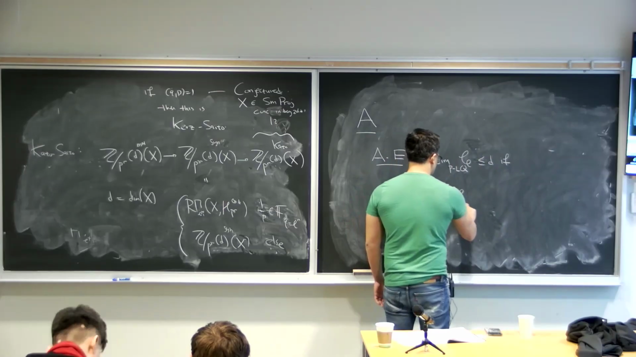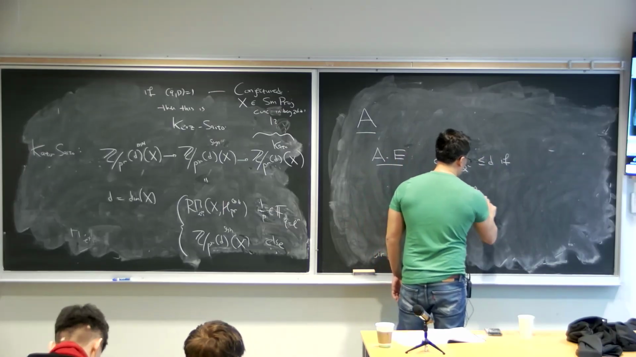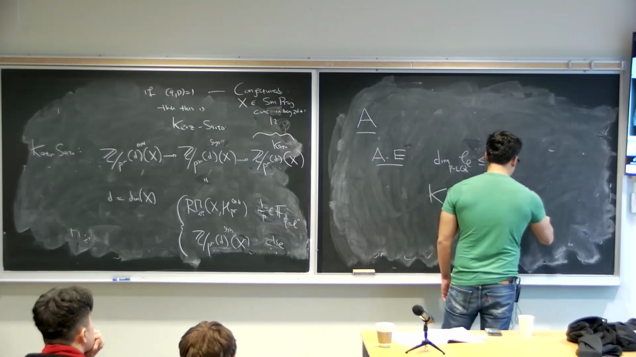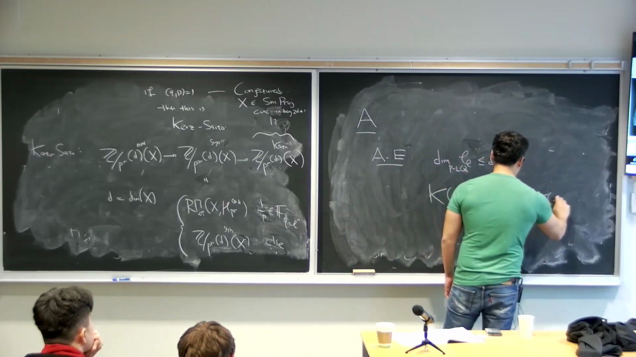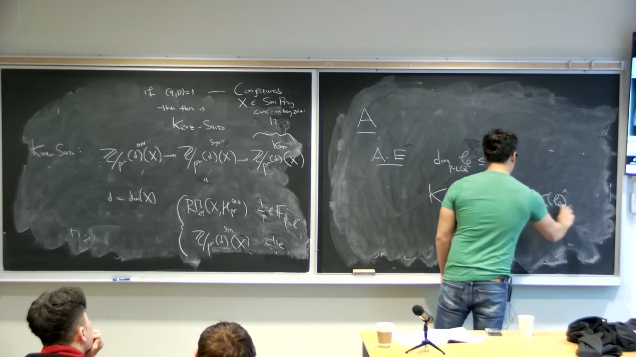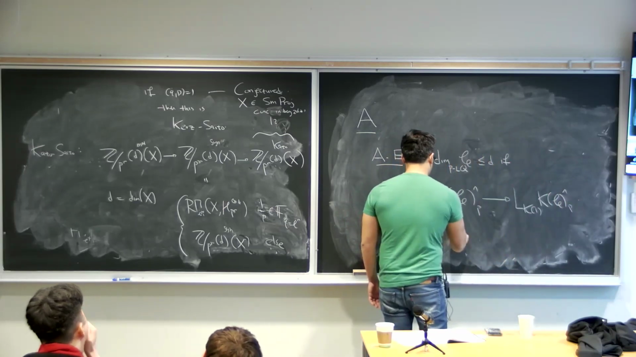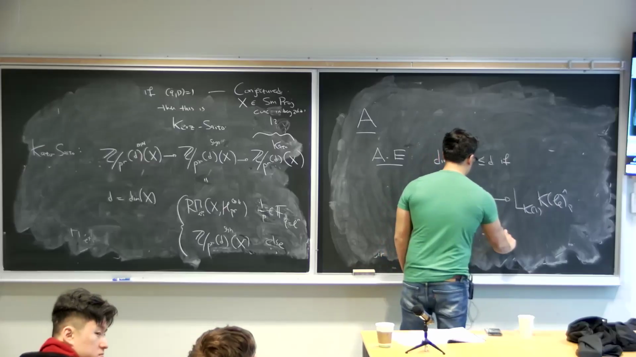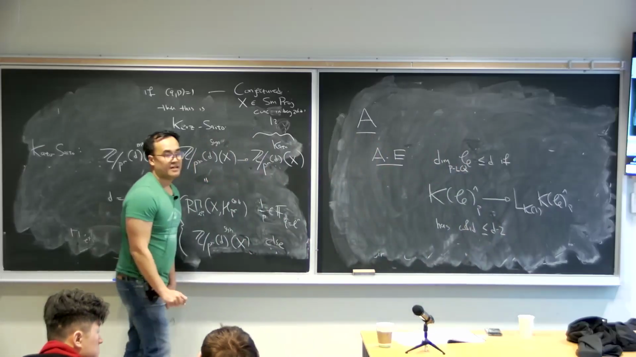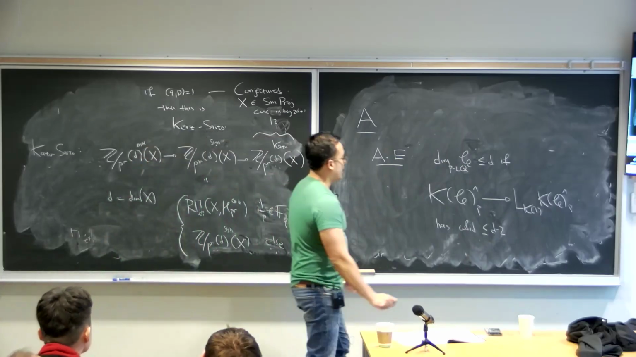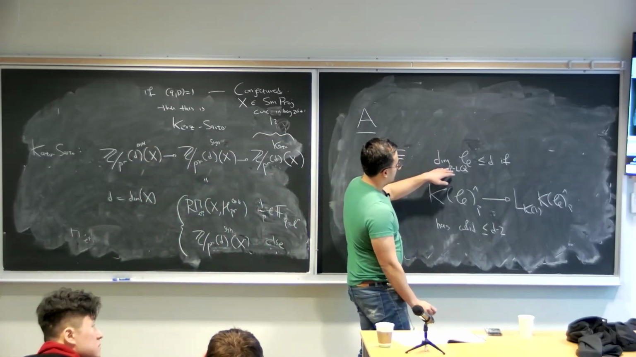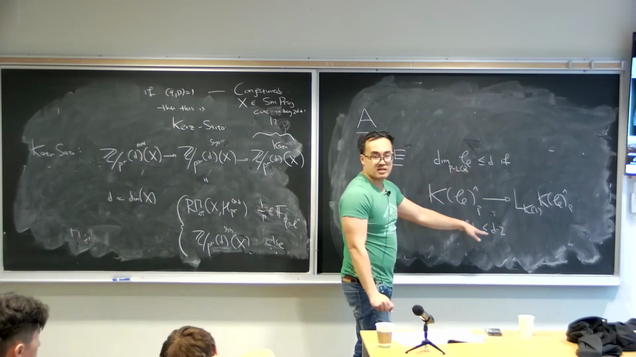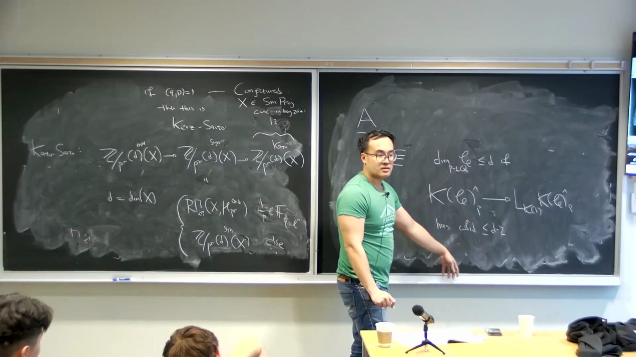I take K of C, P completed, mapping to L K1 KC, has co-fiber in degrees at most D minus 2. So C has Lichtenbaum-Quillen dimension less than D if I take the cone and it's at most D minus 2.